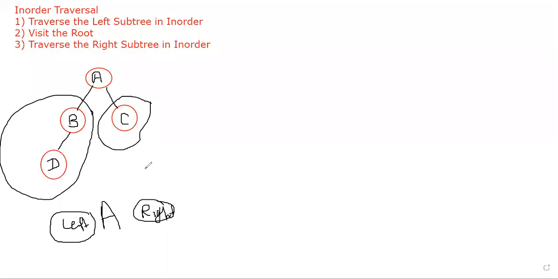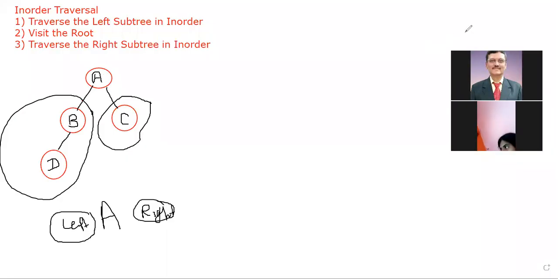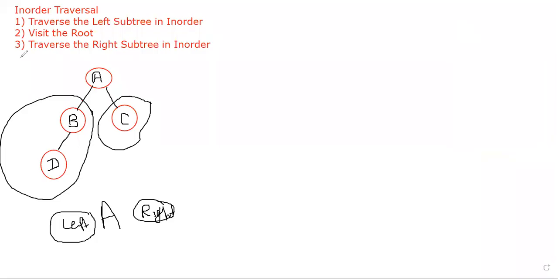Okay, so now we are going to apply the same thing here. We want to apply the three steps. What is the first step? In-order traversal. This is the output that we are going to build. We start with A. The first step says traverse the left subtree. So we come to the left subtree. What is the root of the left subtree? The root of the left subtree is B.